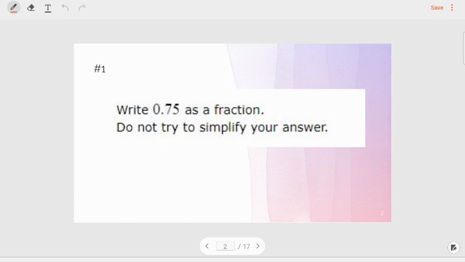So question number 1 asks us to write a decimal as a fraction. And notice here, it says don't try to simplify your answer. So don't worry about simplifying your answer on this. We just want to get the basics of converting.